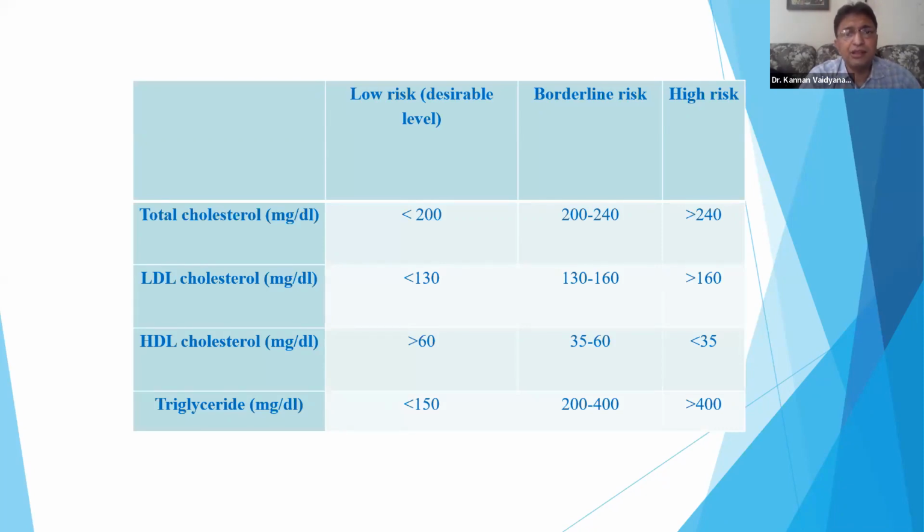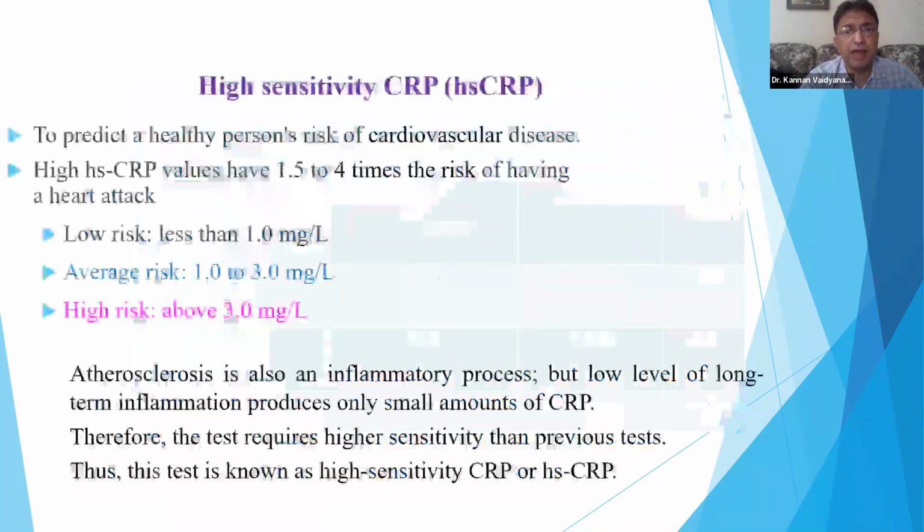So to summarize the risk factors, a low risk is considered to be total cholesterol below 200, LDL below 130, HDL above 60, and triglyceride below 150. Borderline risk is total cholesterol 200 to 240, LDL cholesterol 130 to 160, HDL cholesterol 35 to 60, and triglycerides about 200 to 400. And high risk is total cholesterol above 240, LDL above 160, low HDL below 35, and very high triglyceride above 400. So this is one way of summarizing the cholesterol. Again, I emphasize this is for a normal patient, and for a person who already has cardiac disease, these values will change.